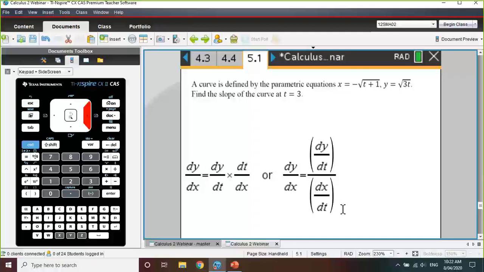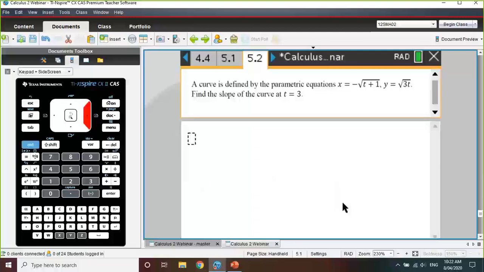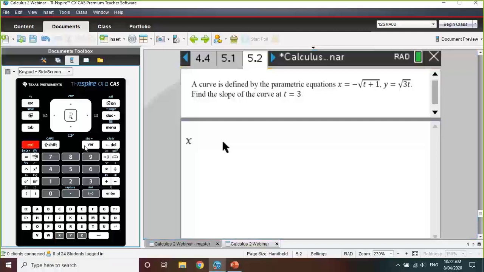Okay. So what we can do in this question is we're given x in terms of t and y in terms of t, so let's define them. So once again, we're going to use this sign command. So x is assigned to negative square root of t plus 1, and y is assigned to the square root of 3 times t, making sure we put in those multipliers between the coefficients there.